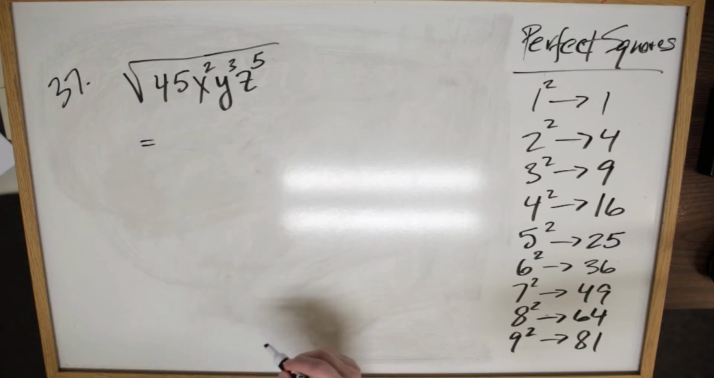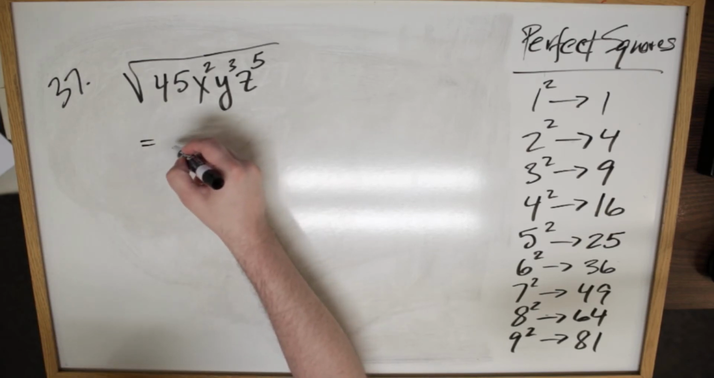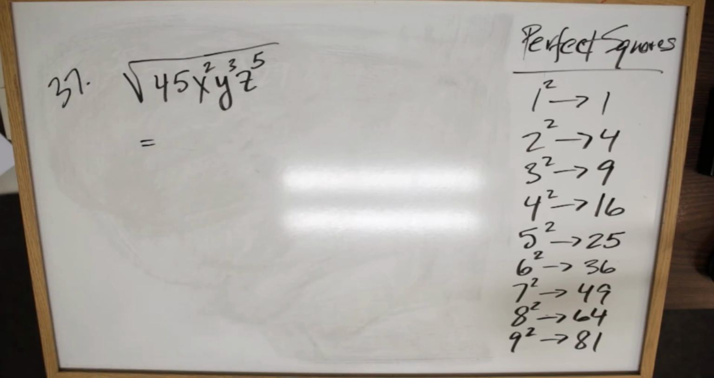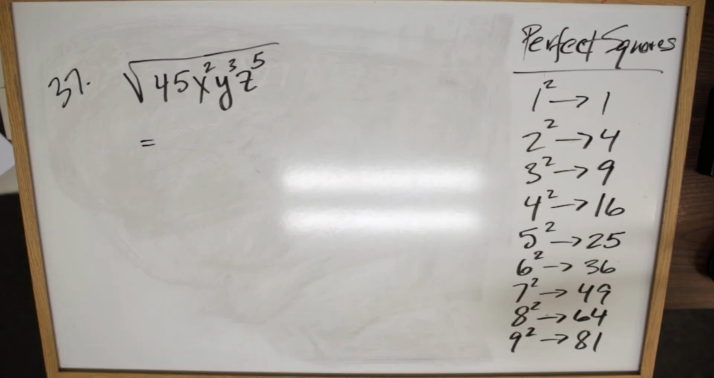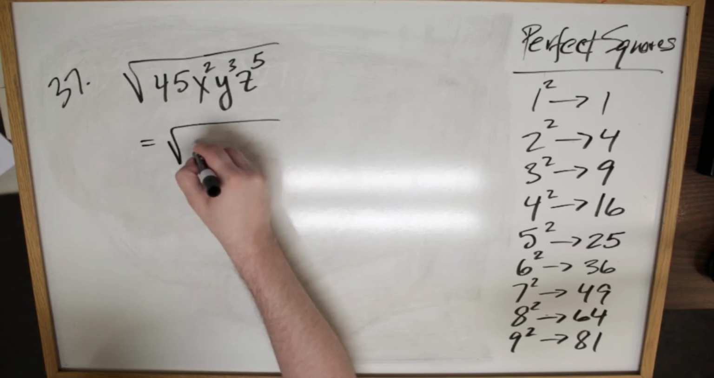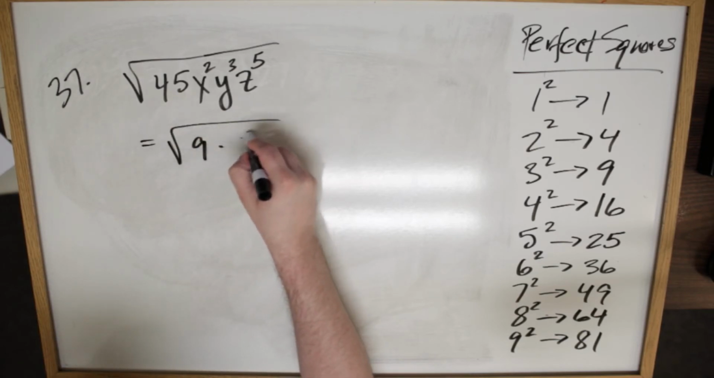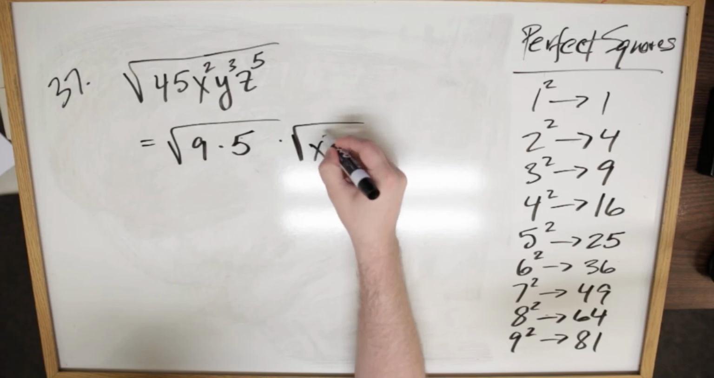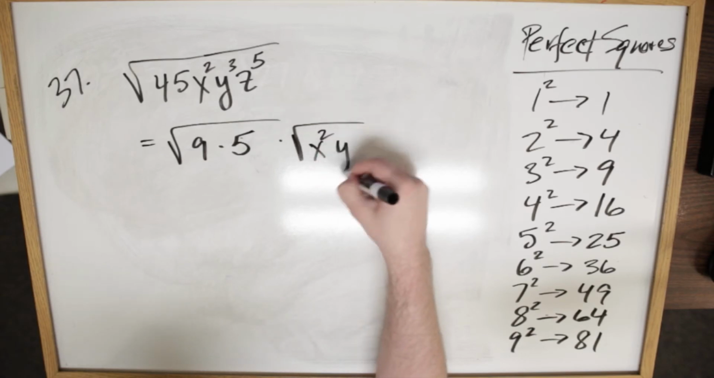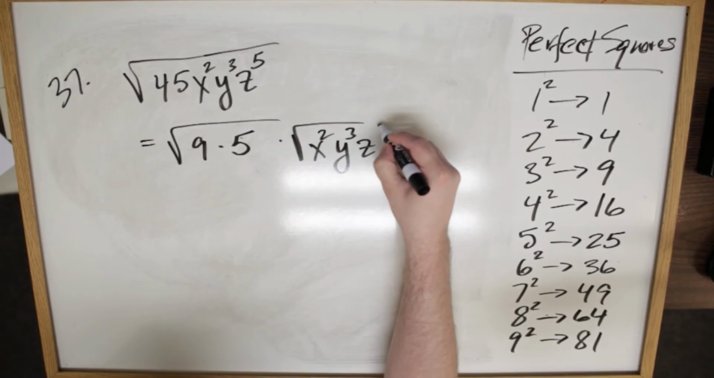And this is going to be, we can actually break this apart even further. So again, 45, let's see if there's anything over here on the right-hand side that could be a factor of 45. 25 won't work, 16 won't work, 9, it looks like 9 will work. So we can have the square root of 9 times 5, right, that's a factor, times the square root of, and I'm just splitting the variables apart here, and I'm going to show you why in just a second, z to the 5th, okay?